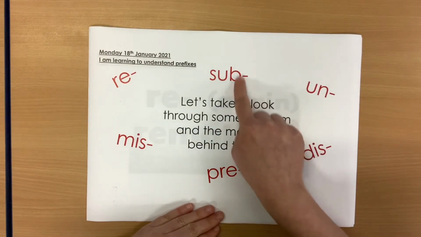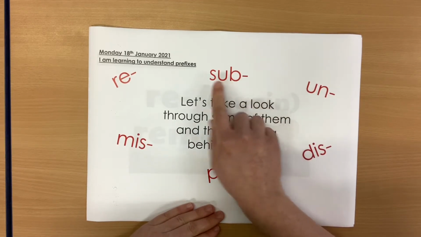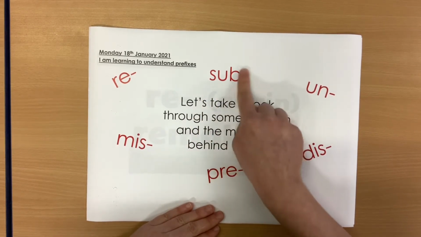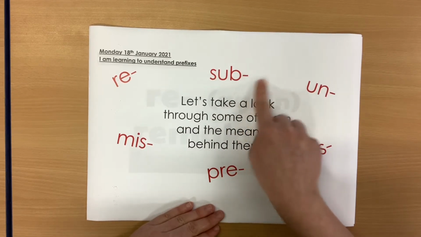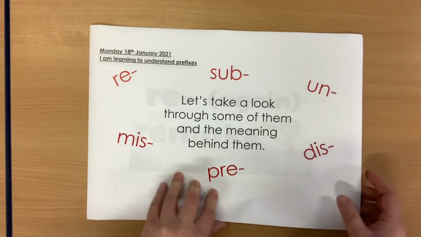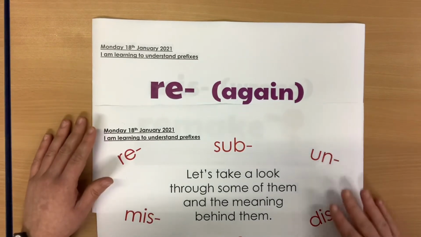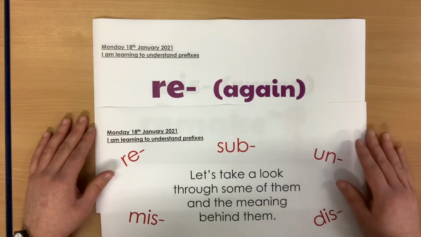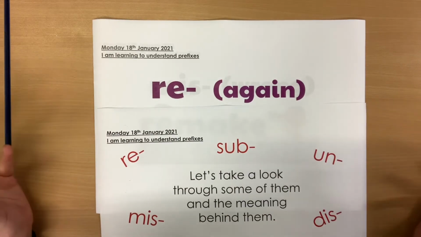And as I said, that little line there at the beginning shows us that it's a prefix because we've got the first couple of letters, then the line, which means the word afterwards would be the word that we attach it to. So let's take a look at an example. So our first example is re. Okay, so that's R-E and then a dash. And re means again, so to do it again.